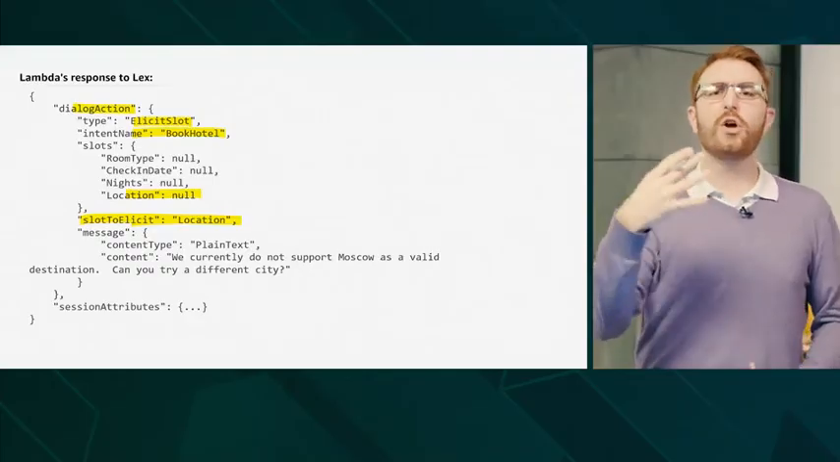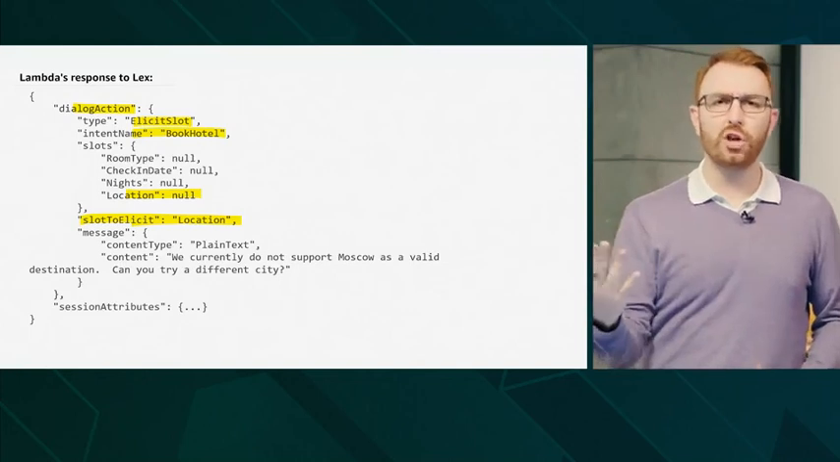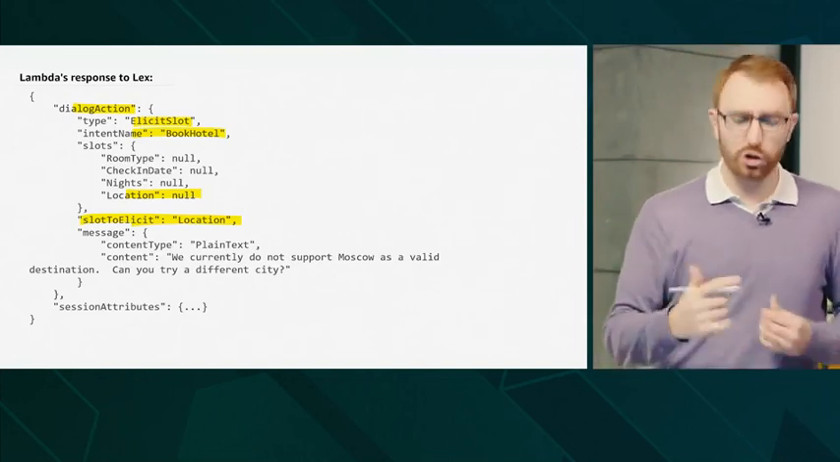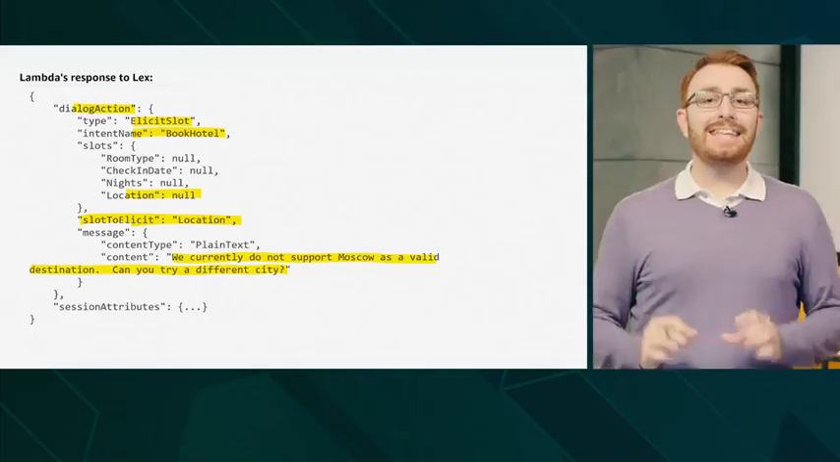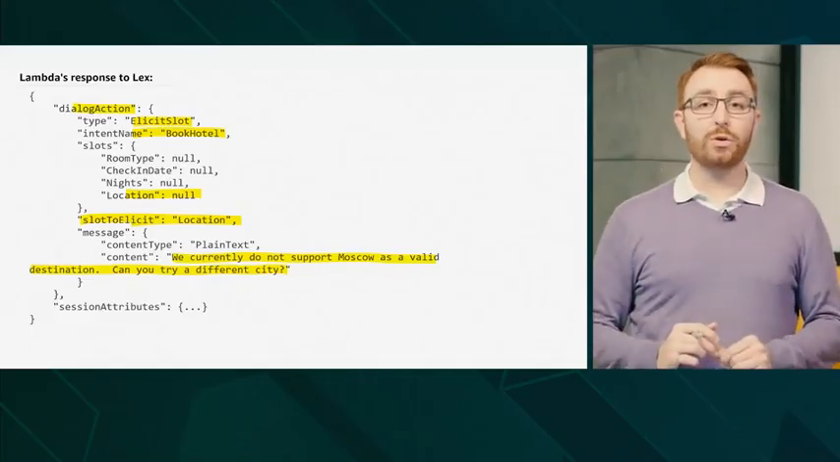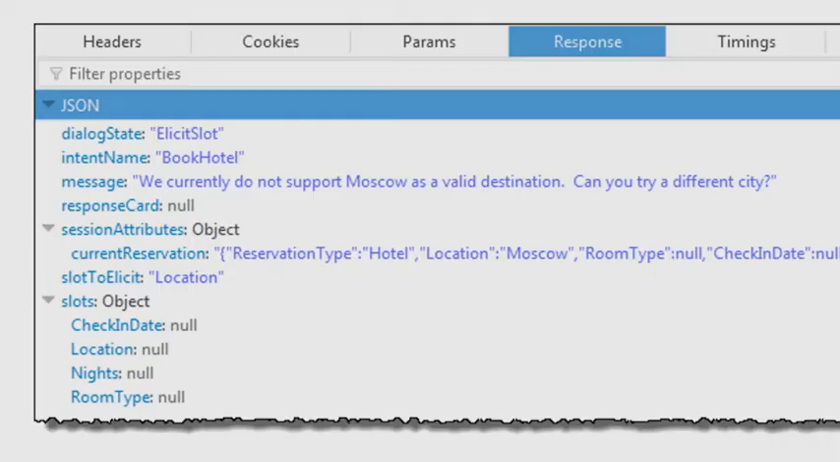We now tell Lex which slot to prompt back the user for. However, instead of using a built-in message, we also supply a message to the user. We currently do not support Moscow as a valid destination. Can you try a different city? That is what will be sent towards the user. That data is now sent back to the client. Here's what Lex sent. We currently do not support Moscow as a valid destination. Can you please try a different city?